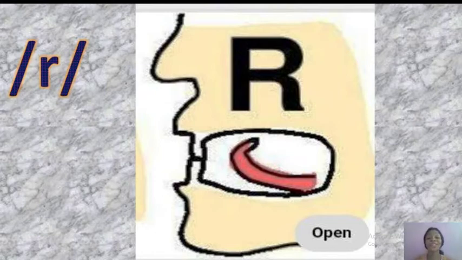I hope you're doing this after me. R, R, R. And I also want to believe that you can see my mouth. You can actually see my tongue as it rises towards the alveolar ridge, and you can see how it slides inward to help me to articulate this sound correctly.